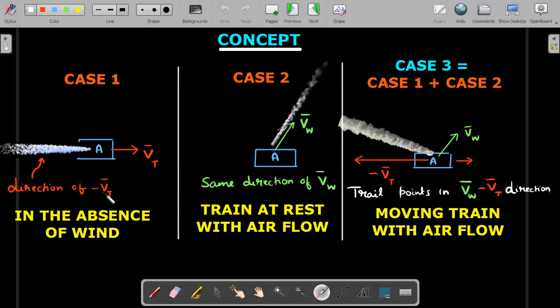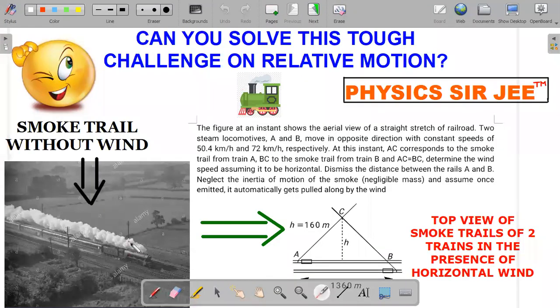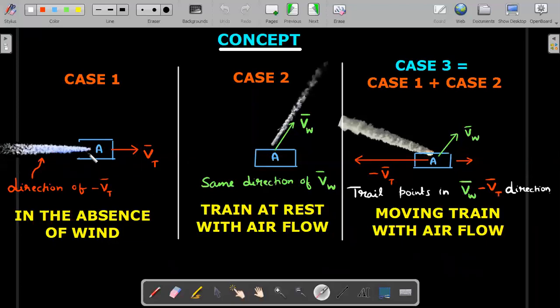minus VT bar direction? I would like to show you the actual thumbnail where we started our question with, and in the real picture also you could see in the absence of wind, the trail of that smoke is in the backward direction. You could see this is the front end of the train, which is the engine, and engine is moving in the forward direction, whereas the trail in the absence of wind will go backwards. So that's the importance of this picture in the thumbnail, which is what I depicted in case 1 here.